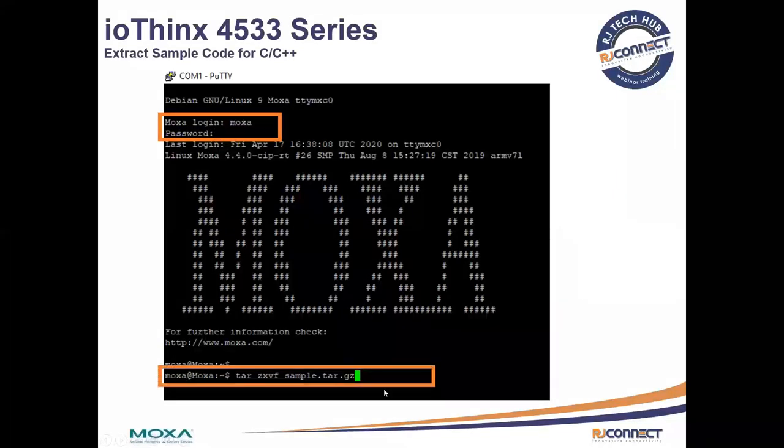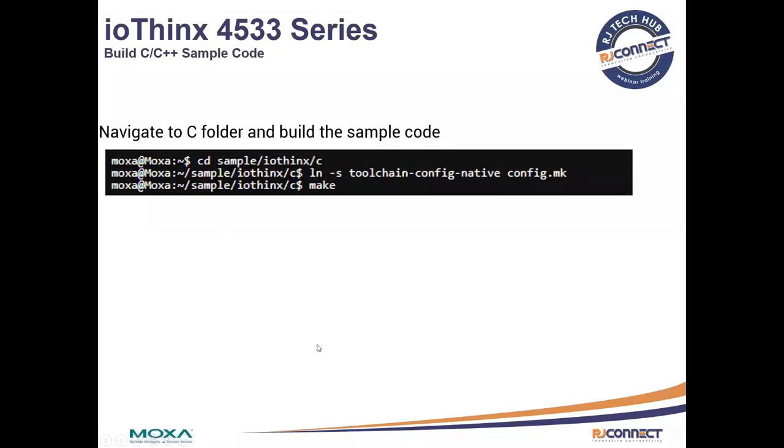Then what you need to do is extract the sample code. This is the one that I said contains the sample code for C or C++ and Python for the customers to test if they are able to read the IO modules. Now that you have extracted the file, you can navigate into the C folder by typing in cd sample ioThinx and C, then it will take you into that directory.